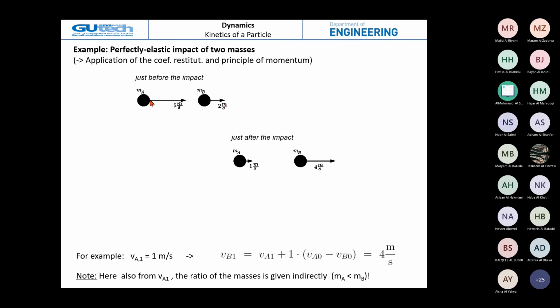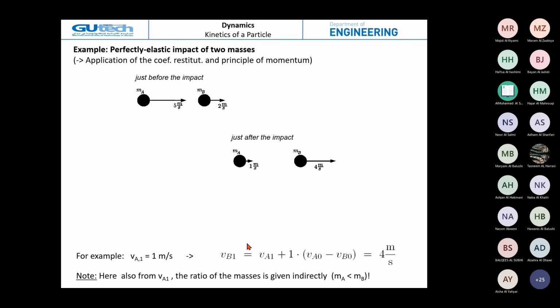And in the same way, let's say MA will collide with MB. We look now just after the impact. We imagine that MA will get 1 meter per second and MB will have 4 meters per second. Then in this case, if we apply the formulation of the coefficient of restitution, we will get epsilon equal to 1, as we have a perfectly elastic impact.